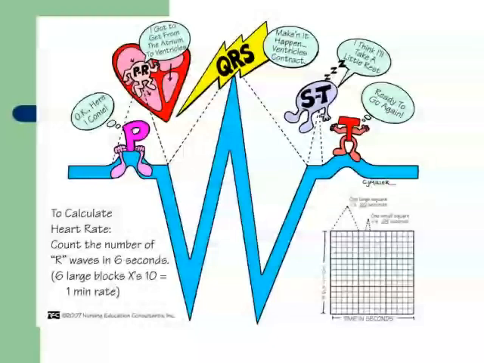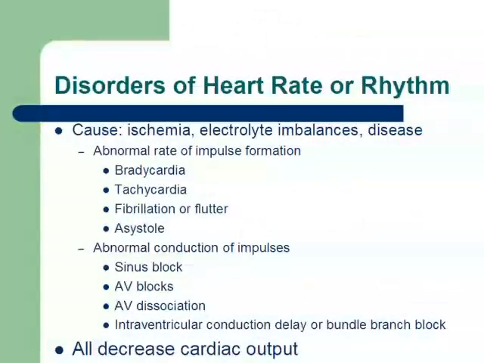So, disorders of heart rate and rhythm. The usual cause is ischemia, electrolyte imbalances, or disease. You can have an abnormal rate of impulse formation. So this would be bradycardia, where your heart rate is less than 60, or tachycardia, where your heart rate is greater than 100 if it's initiated in the SA node, and greater than 40 if it's initiated in the ventricle.